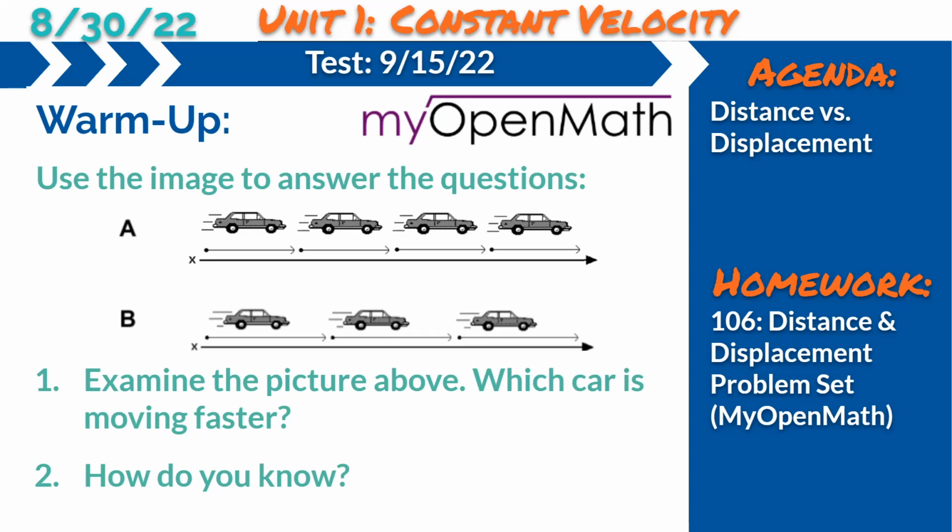It says, use the image to answer the questions. Number 1 says, examine the picture above. Which car is moving faster? And then number 2 says, how do you know? So let's see. Ife, which one is moving faster, A or B? B. And how do you know that? The arrows are longer and it's traveling at the same distance. Yep. Less time. Yeah, the arrows are longer and it traveled the same distance in less time.